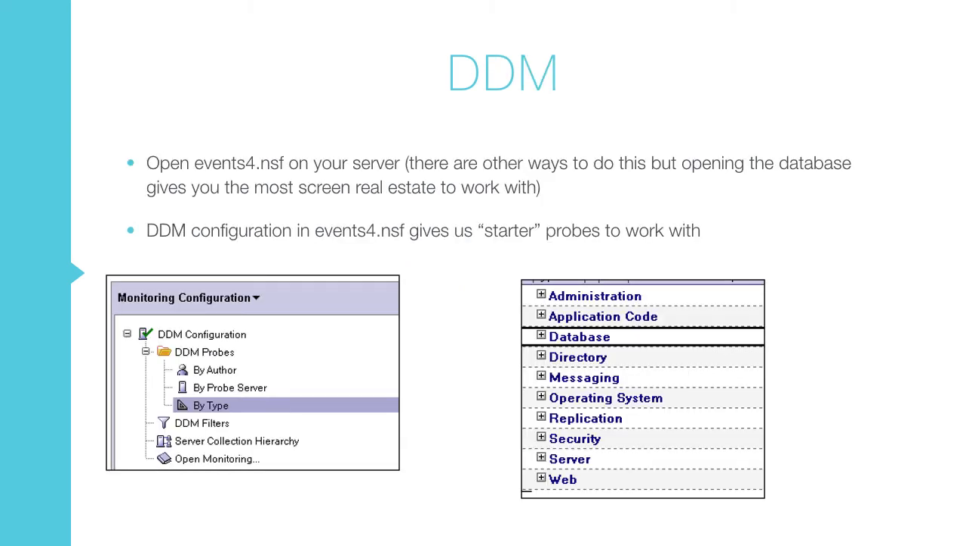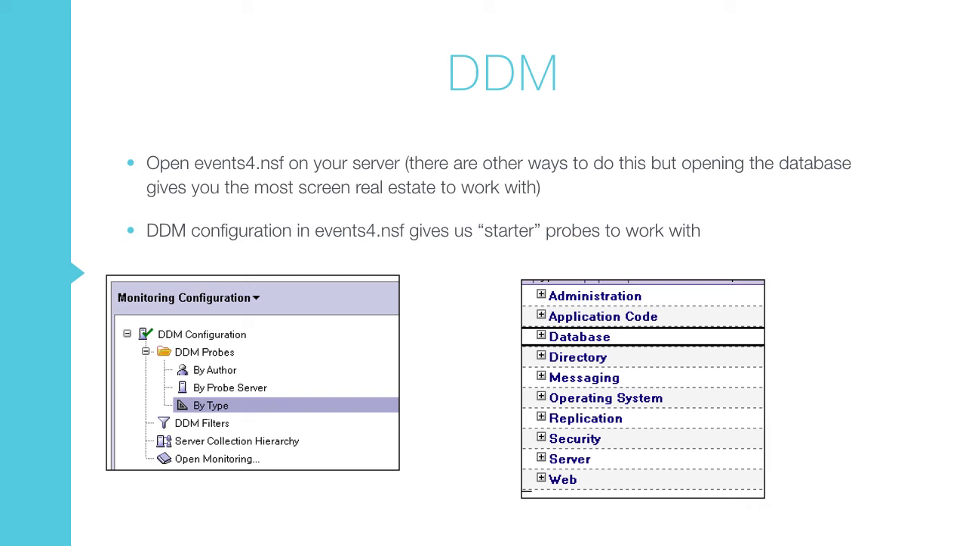So let's briefly talk about DDM and activity trends. We want to find out if our databases are being used, who's on the servers. So I like to open events folder.nsf. There are other ways to see this information in the admin tab under monitoring. I prefer to do it this way because I get the full screen real estate to work.